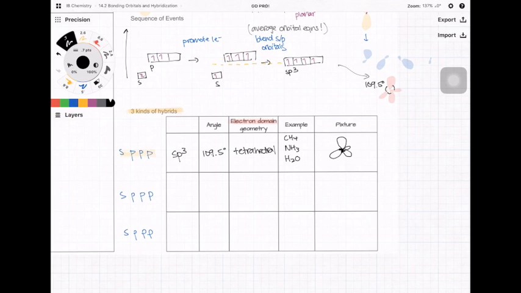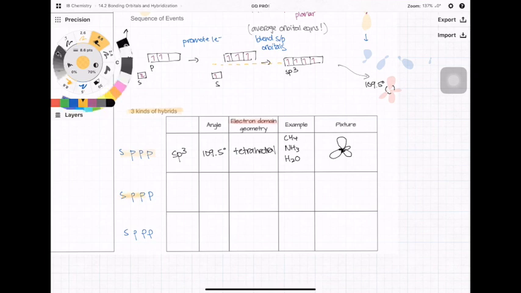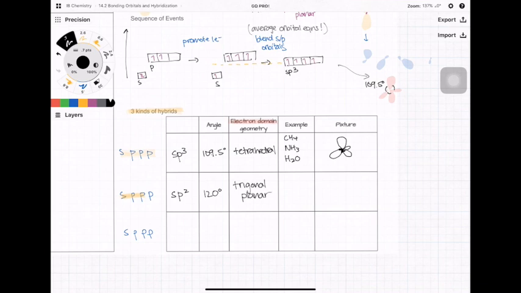Taking a look at our second kind of orbital, this time instead of blending together all of the p's, let's just blend together two p's. So we get sp2, that gives us a 120 degree angle, also known as trigonal planar. An example of that would be BF3. Finally, if we only blend together our s and our p, we get an sp hybridized orbital that gives us an angle of 180, which gives us a linear geometry such as BH2.